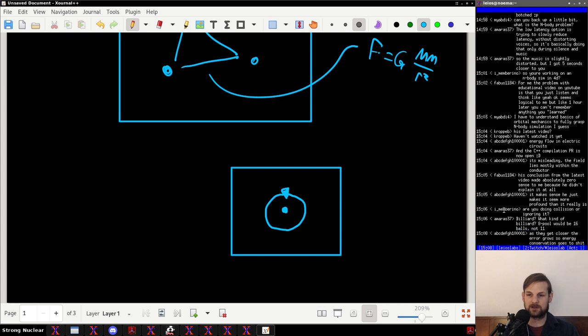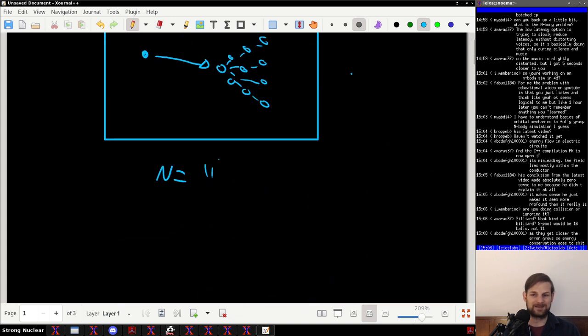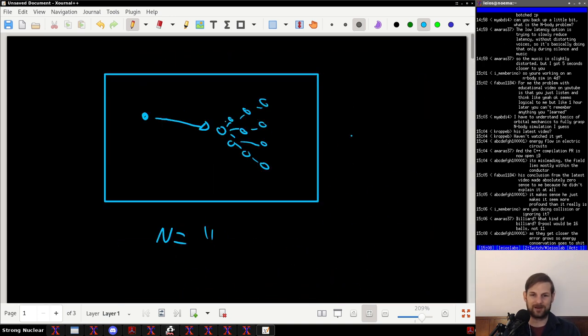Are you doing collisions or ignoring it? Billiards, what kind of billiards? 8 pool would be 16 balls, not 11. I'm sorry, I think you're right. I think it's 16, and I think I just did the wrong number here. 2, 3, 4, 5, 6, 7. I think there's one more set of balls here. There's another set of balls here that I missed. I don't know where they are, but we missed a set of balls. I think that makes it 16.